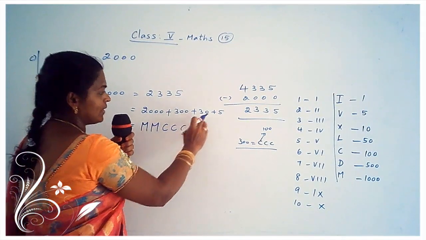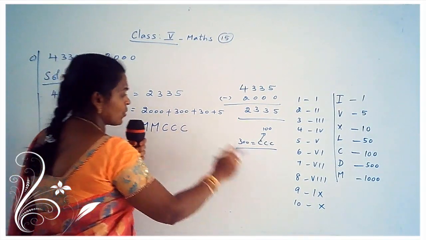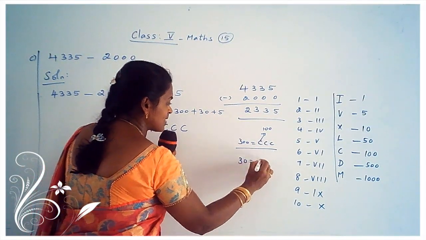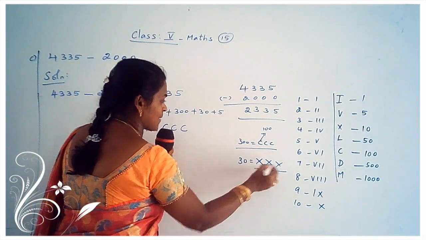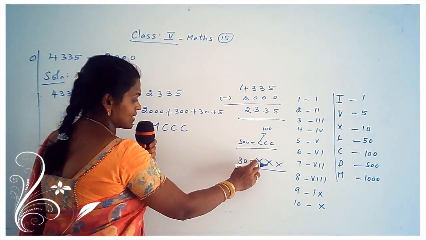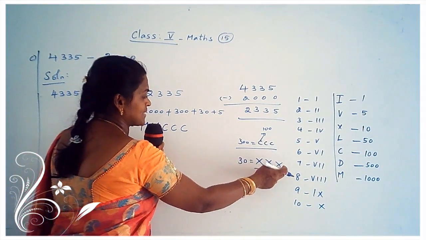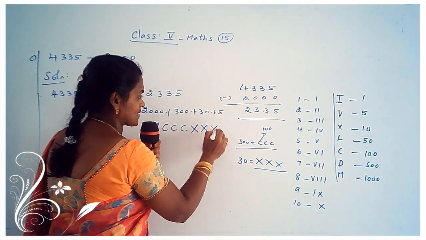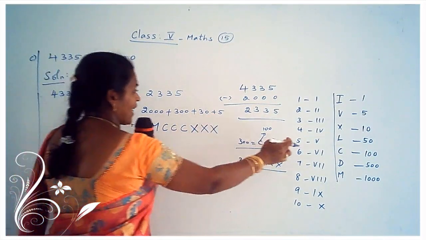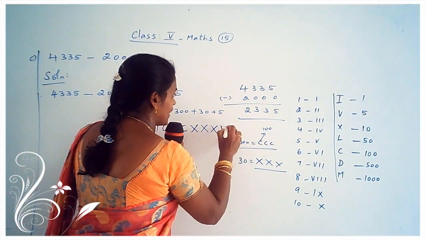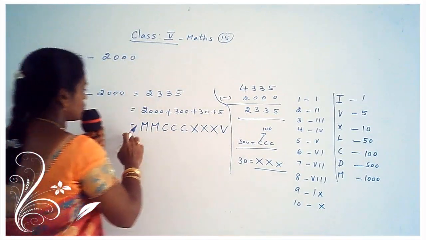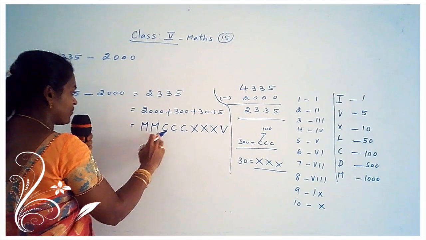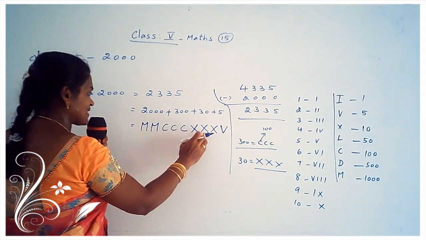Okay, clear? Now 30. So here X stands for 10. We need 30. So 30 means X, X, X. 3 times X will come. Okay. So X stands for 10. So 10 plus 10 plus 10. That's why our answer is 30. So X, X, X. Next we need 5. So 5 already we know. 5 means V. Okay. Clear? So 2,335 means MM, CCC, XXX, V.